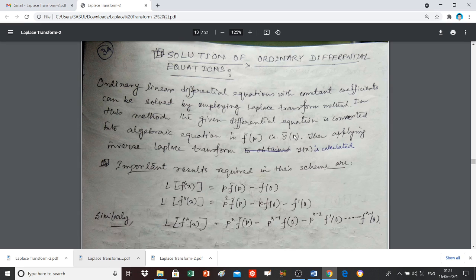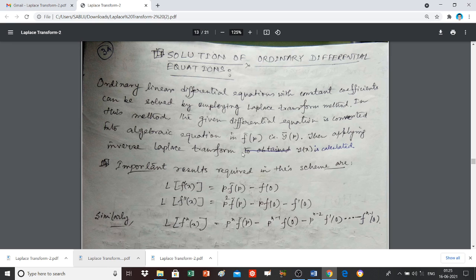After obtaining that, we apply the inverse Laplace transform, and the application of the inverse Laplace transform will provide you the original function f(x) or y(x). So what is the technique? The technique is that the given ordinary differential equation is first converted into a subsidiary algebraic equation in terms of the Laplace transform of the given function or variable. After that, we apply the inverse Laplace transform, and then we will be able to find the variable f(x) or y(x).